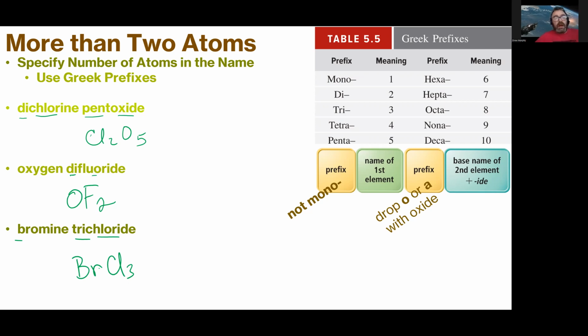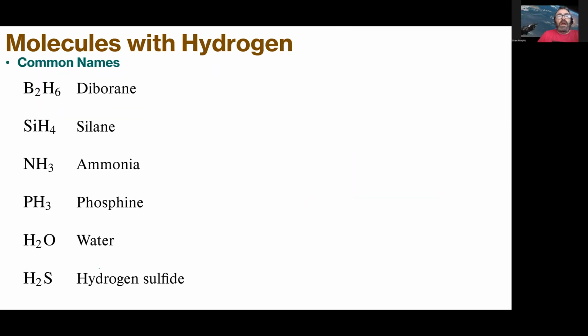Hopefully that makes sense. If you have questions, obviously let me know, right? This isn't too terrible. The big thing we have to remember though is don't start throwing prefixes into ionic names. It's very easy to fall into that trap, so we don't want to do that.